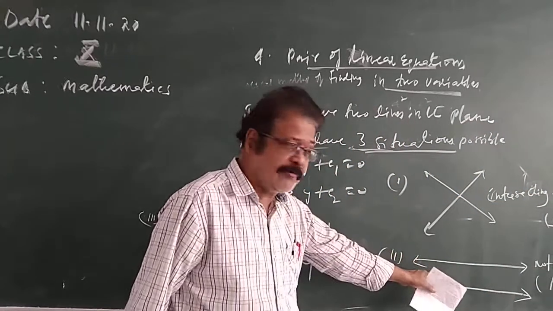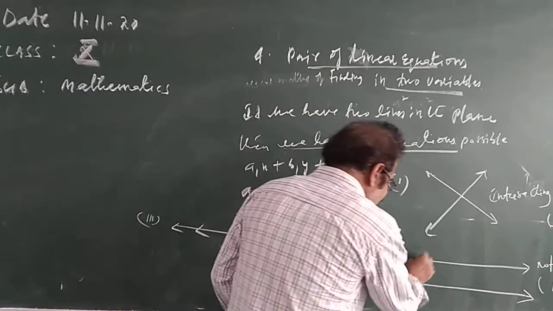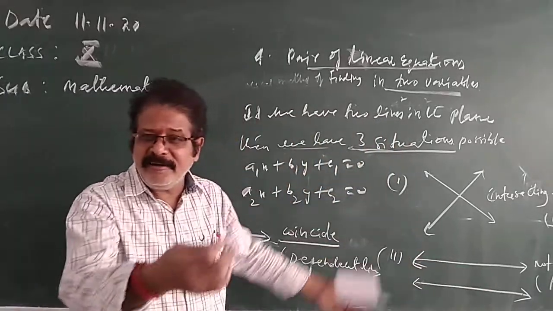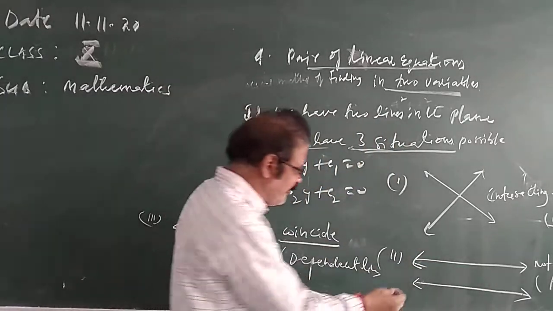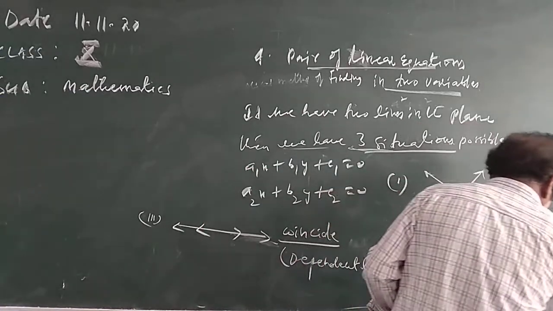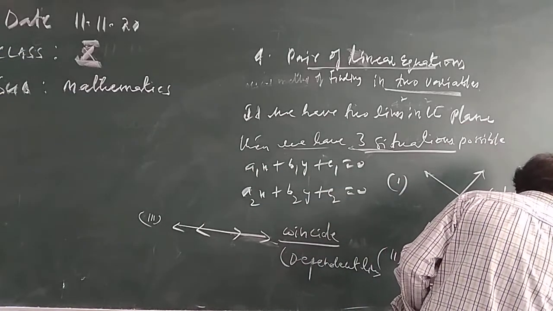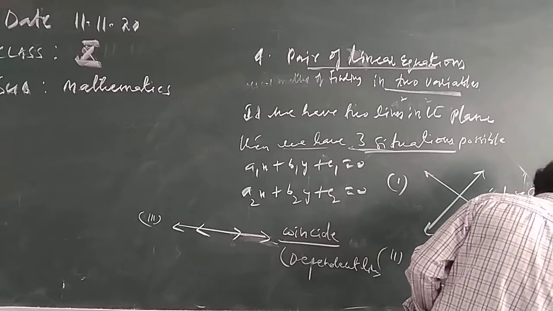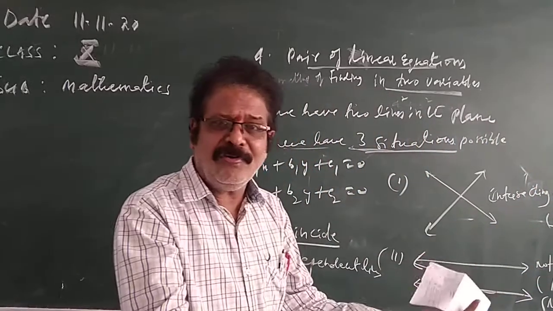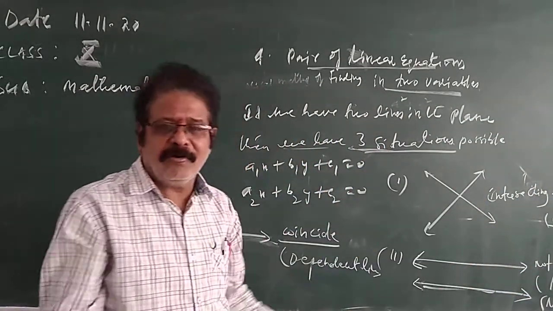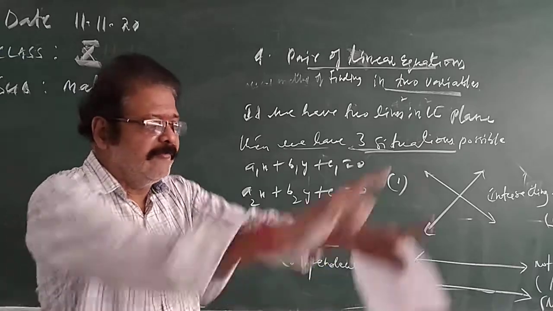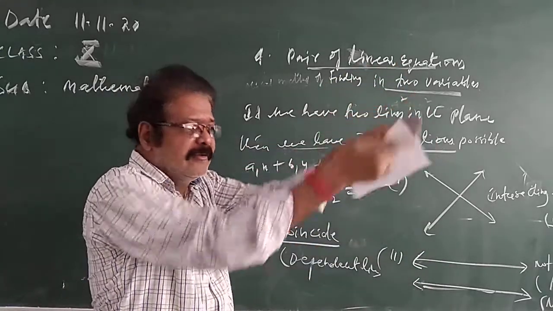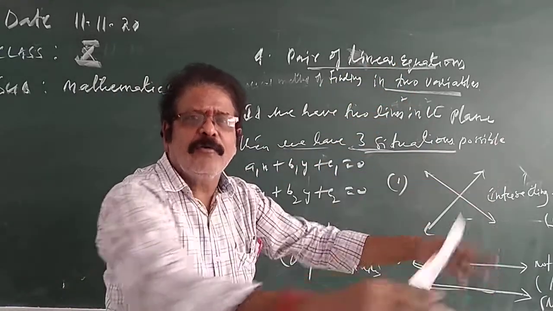Sometimes when you observe the graph, these lines do not intersect. When they are not intersecting, that means parallel lines, no solution. Parallel lines mean no solution. Unless they intersect, we don't get any solution. When they intersect, we get the solution. When they are parallel, they are not meeting, so no solution.